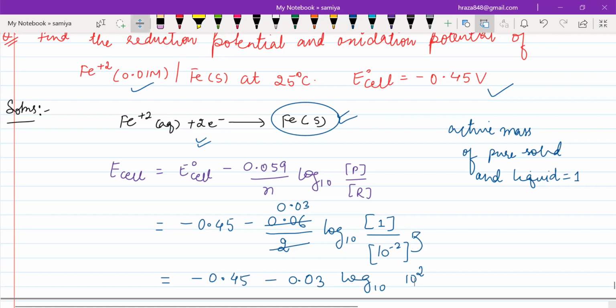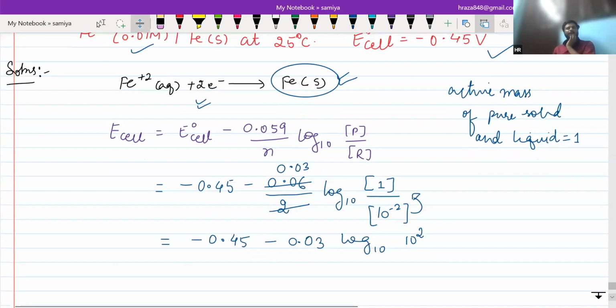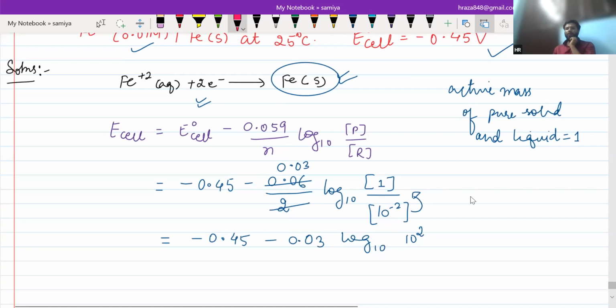Yes, sir. Now, do you know how to calculate log? Yes or no? Do you? Does anyone know how to calculate log? Rim, I Madiha, don't, sir.